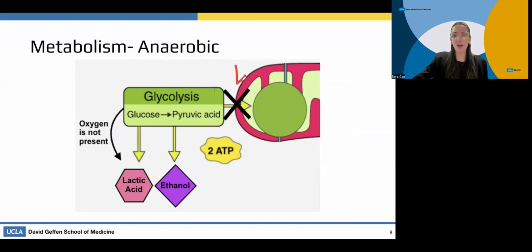In the absence of oxygen, we cannot go through this whole cycle. And unfortunately, glycolysis is the extent of the energy that we can make. We can really only make those 2 ATP we make in glycolysis. So when oxygen is not present, pyruvic acid will end up breaking down into lactic acid and ethanol. Both not great things to be building up in the body.